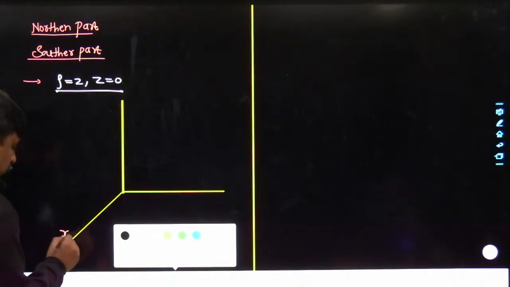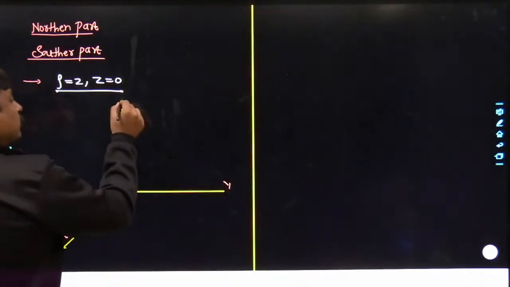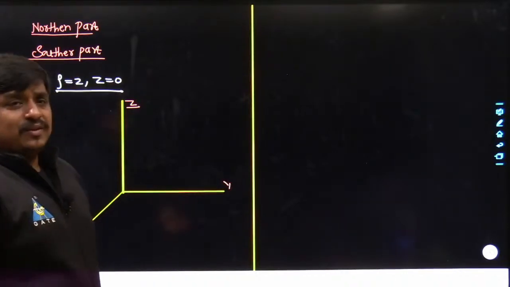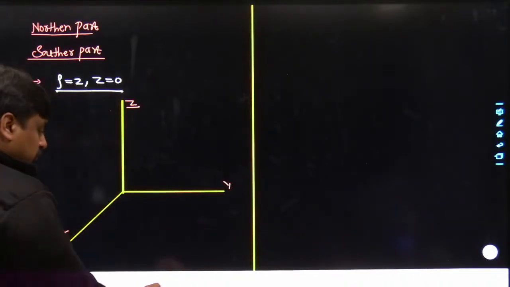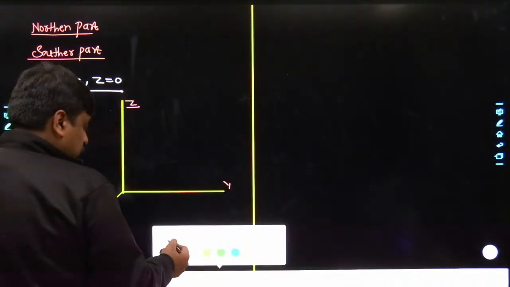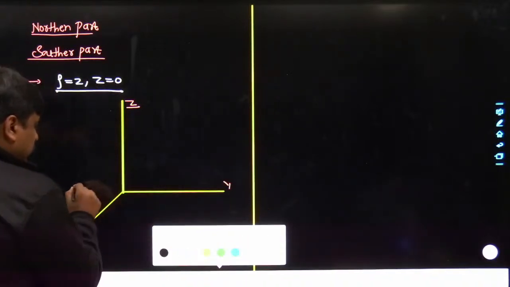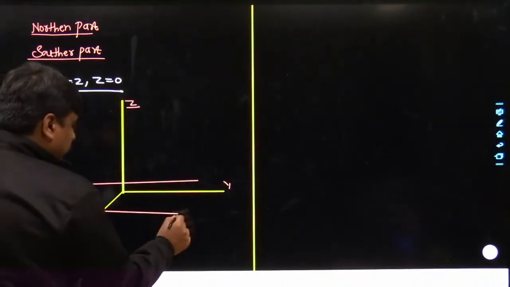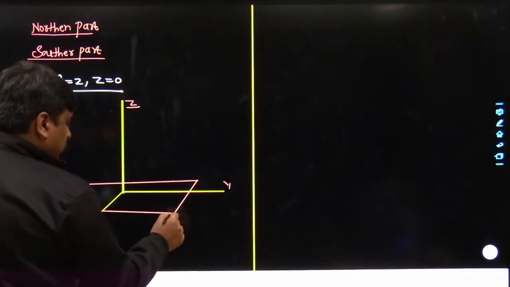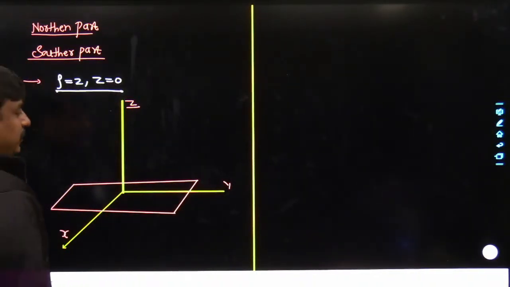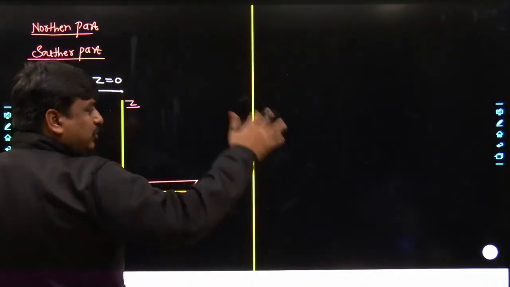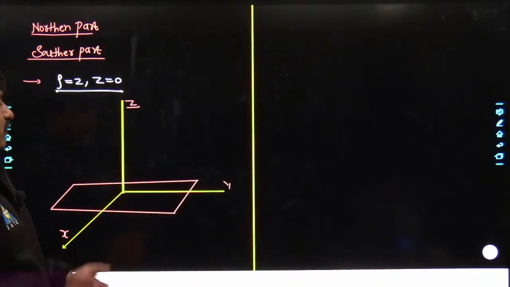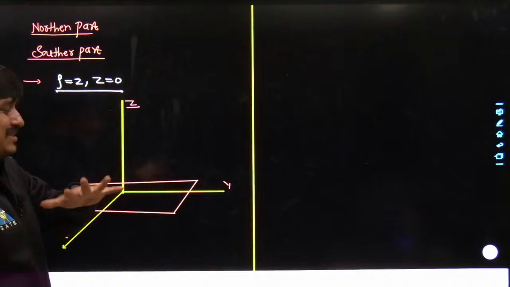So here goes x, here goes y, and here goes z. Anyways, the z is equal to 0 plane is going to be an xy plane where the value of z has been fixed to 0. So let me draw that. Here goes the z is equal to 0 plane. It can keep going towards positive y, negative y, positive x, negative x, but yes, it would be fixed to z is equal to 0.